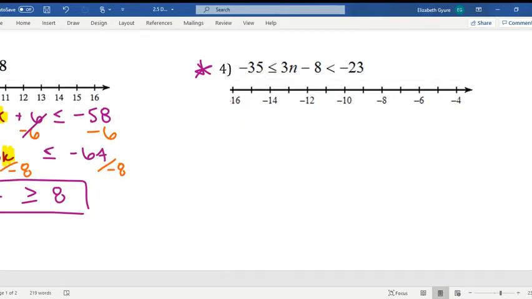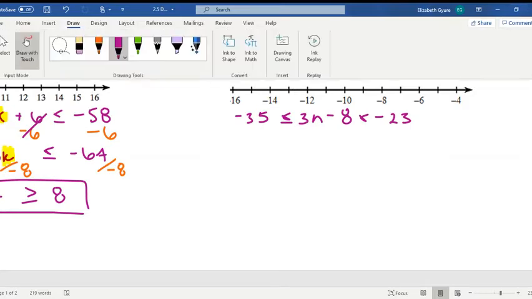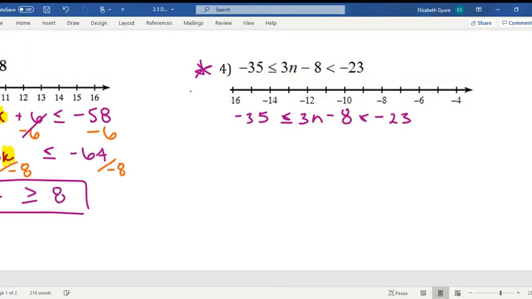All right, number 4, let's go over it. We have -35 is less than or equal to 3n, minus 8 is less than -23. Mason, what would be our first step here? Yeah, we're gonna add 8. Add 8 to the middle, to the left, to the right.